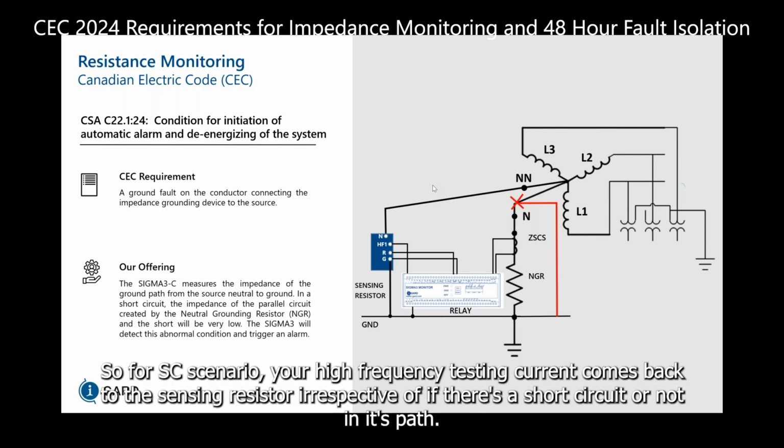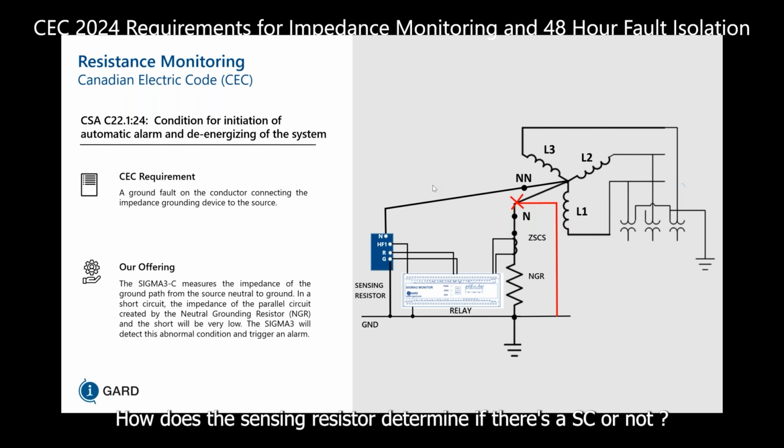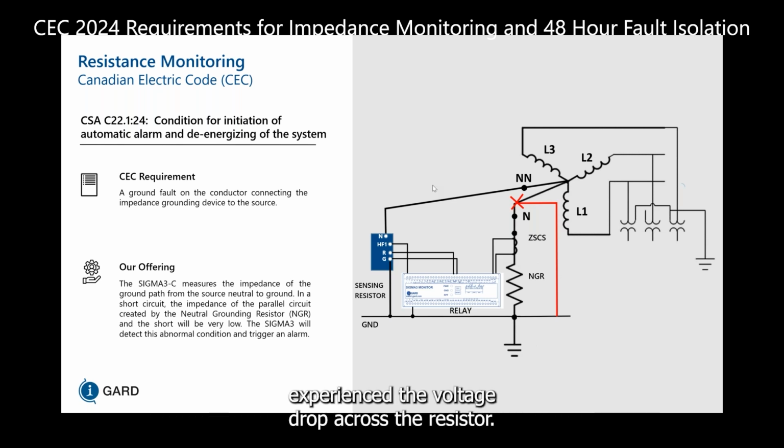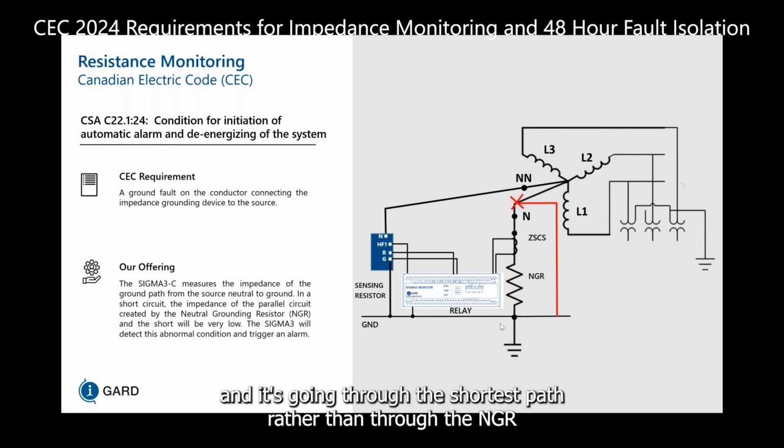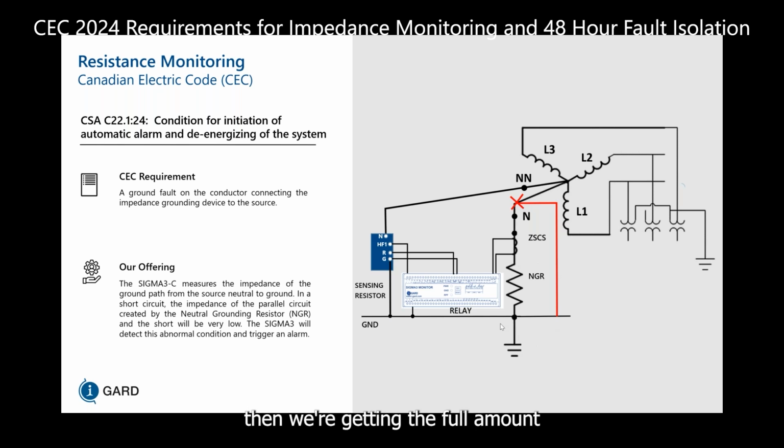For the short circuit scenario, your high frequency testing current comes back to the sensing resistor, irrespective of if there's a short circuit or not in its path. How does the sensing resistor determine if there's a short circuit or not? It's because it doesn't experience the voltage drop across the resistor. So when we're injecting that high frequency signal and it's going through the shorted path rather than through the NGR, then we're getting the full amount of the signal back.